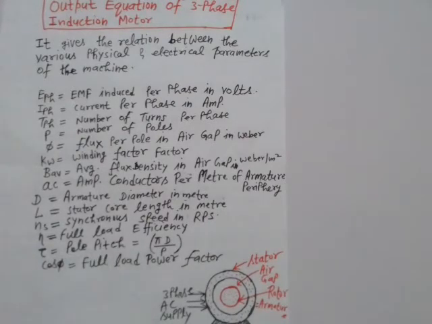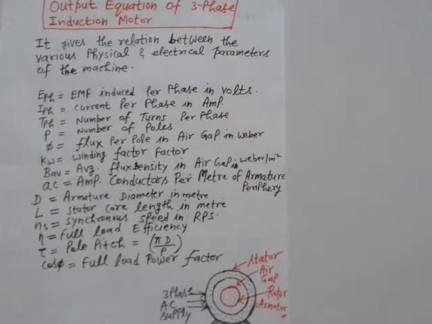Tau, the pole pitch, is basically pi D by P. Pi D is the total periphery, where D is the diameter, twice the radius. So it is 2 pi r in the numerator divided by the number of poles P in the denominator. Pole pitch is the periphery divided by the total number of poles of the machine. Cos phi is the full load power factor.